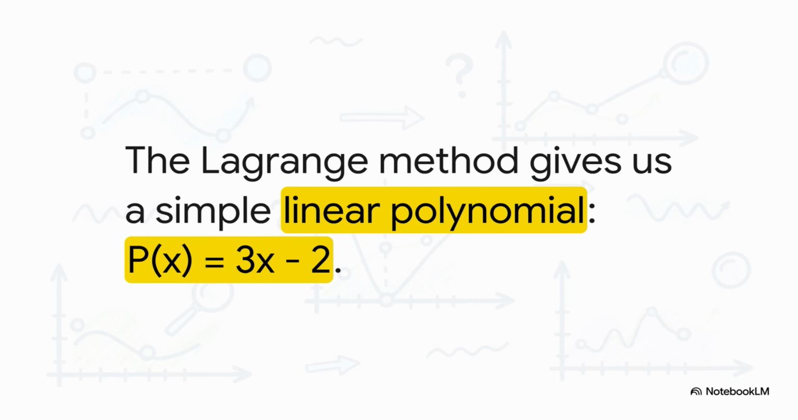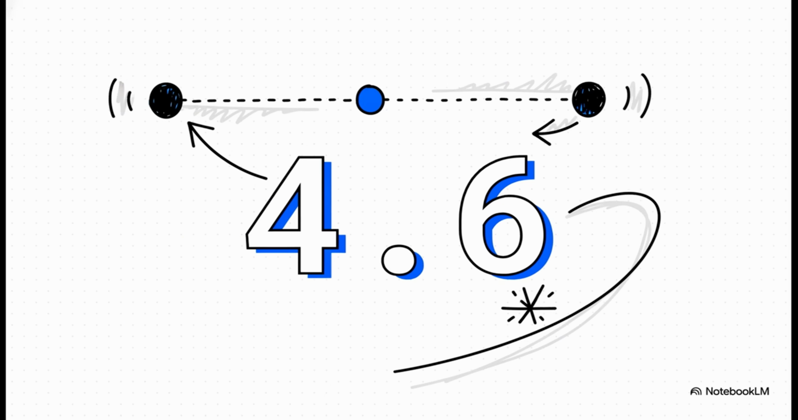And when we combine them and simplify everything, all that math boils down to this beautifully clean formula. P of x equals 3x minus 2. That right there is the one and only straight line that connects our 2 dots. And now for the magic.